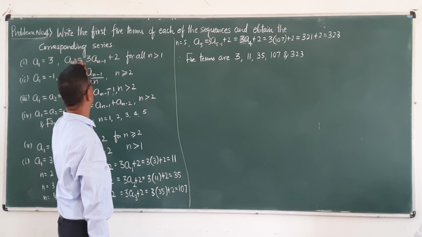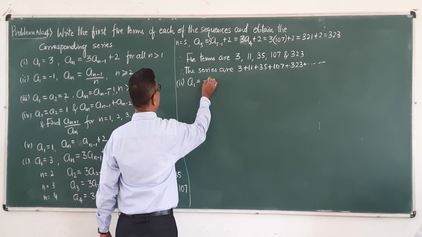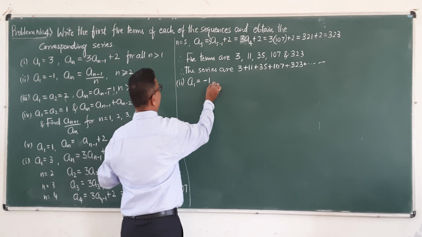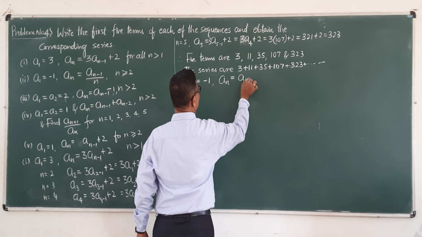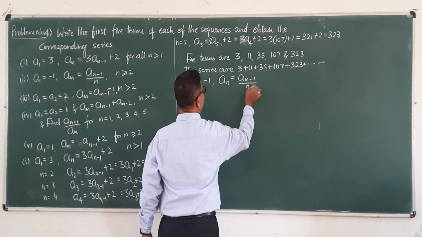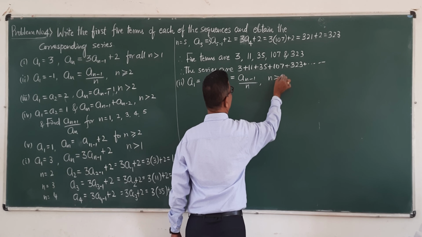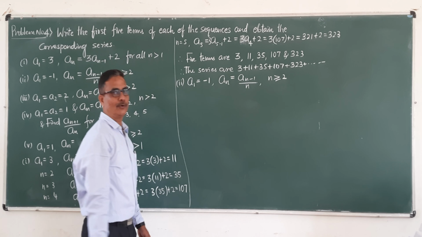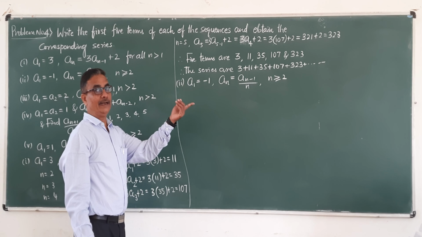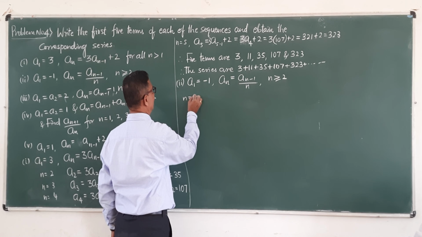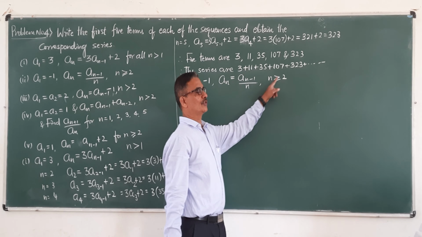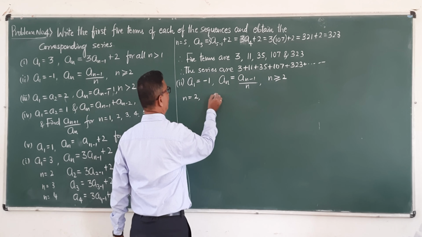Okay? Whereas the second question, first term is given, a1 is equal to minus 1. And nth term is given, an is equal to an minus 1 divided by n. Condition, n should be more than or equal to 2. Take the number n, that number n is more than or equal to 2. Now take 1 by 1 term, take n is equal to 2 because n is equal to 2 is allowed. Okay.